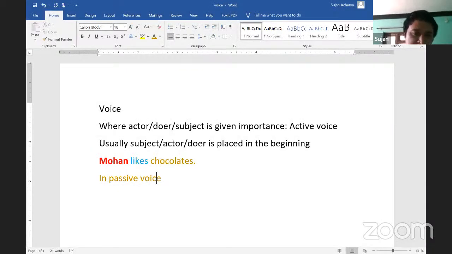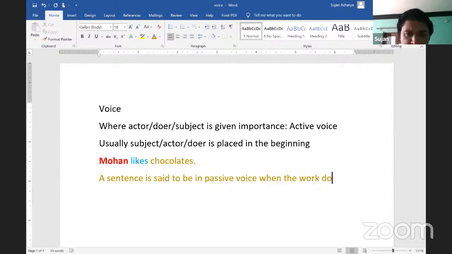A sentence is said to be in passive voice when the work done, or where the object is given more importance than the doer. Then it is said to be in passive voice.